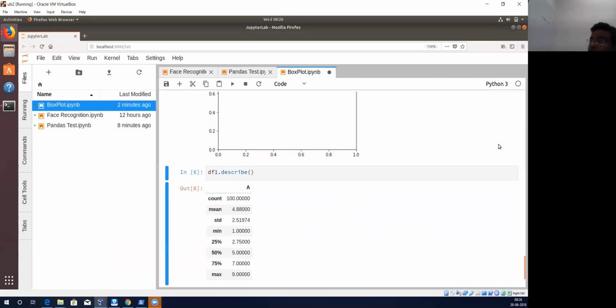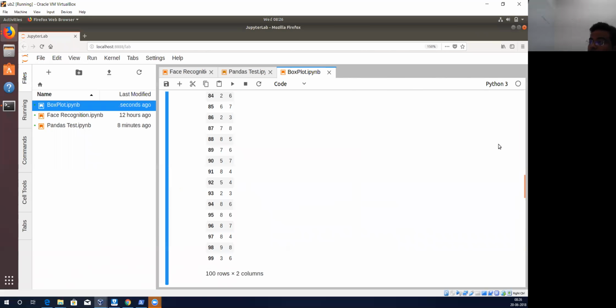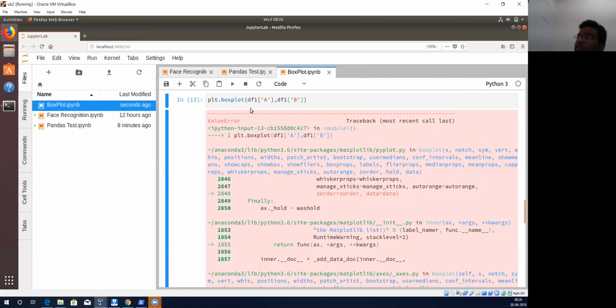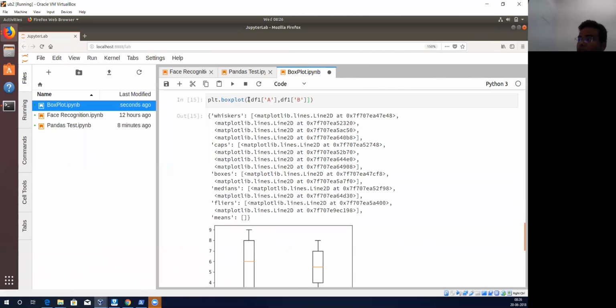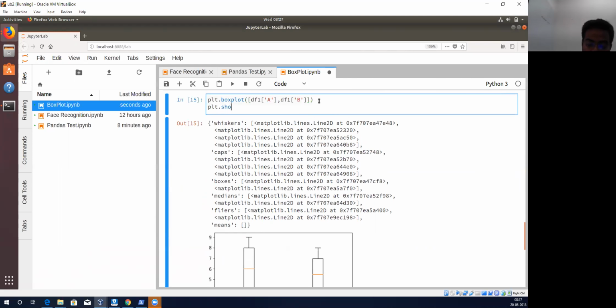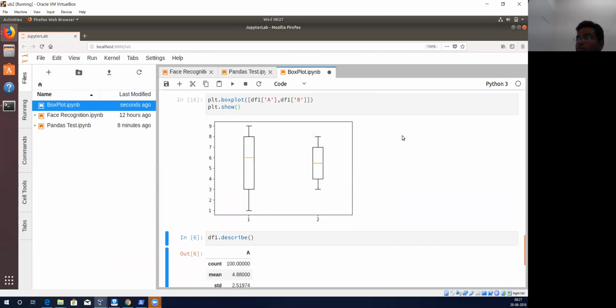Whenever you are giving it here, one thing you have to do: you have to pass this as a list, not as separate elements. Got it, right? And of course, you don't want to do plt.show. So this is the first column, this is the distribution of it. This is the second column, this is the distribution of it. For each feature of a table, we can plot something like this. This will tell you the distribution of the data.